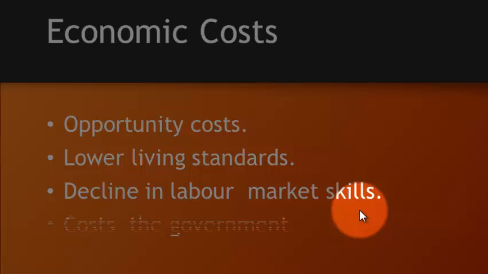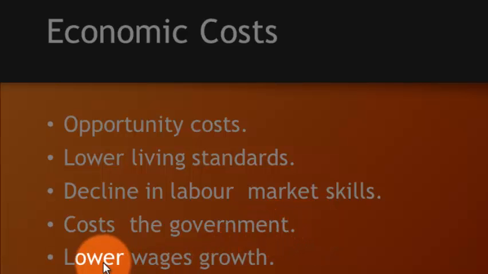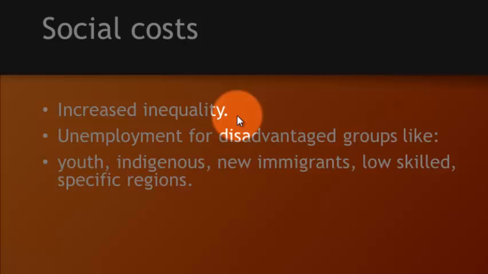It obviously costs the government lots of money for the dole and other support services, and they've also been handing out subsidies to employers to entice them to hire more people to get them in the workforce. It also tends to lead to lower wages growth, although employers would say in Australia that the wages growth has been too high. Some social costs. We have increased inequality, the gap between the rich and poor increases, because people with money, they keep on earning it and making more of it. There is more unemployment for disadvantaged groups, youth, the indigenous, new immigrants, the lower skilled, and also some regions, especially the regional areas, they tend to be hurt more so.